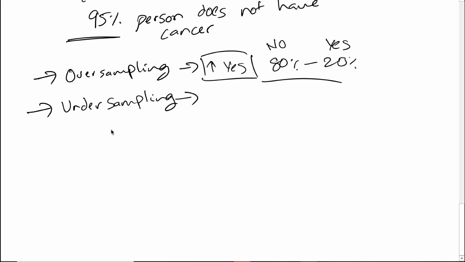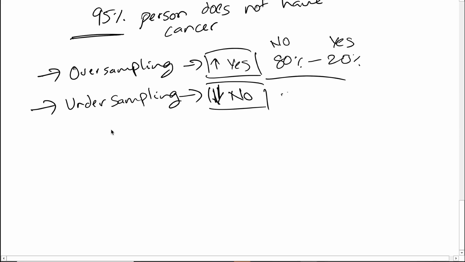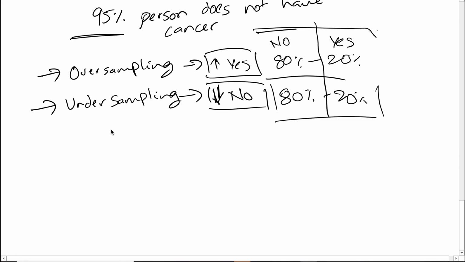And undersampling means that we can reduce the number of no's. So in this case, from 95% we can cut this down to, let's say again, an 80-20 split, and we can see how well our model actually performs when we are doing undersampling or oversampling.